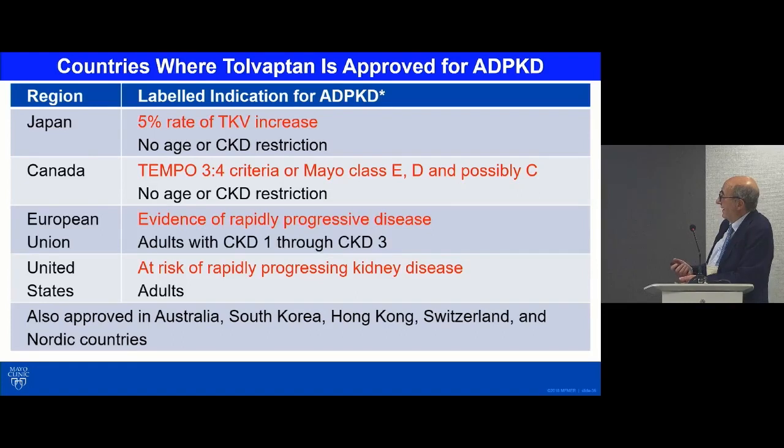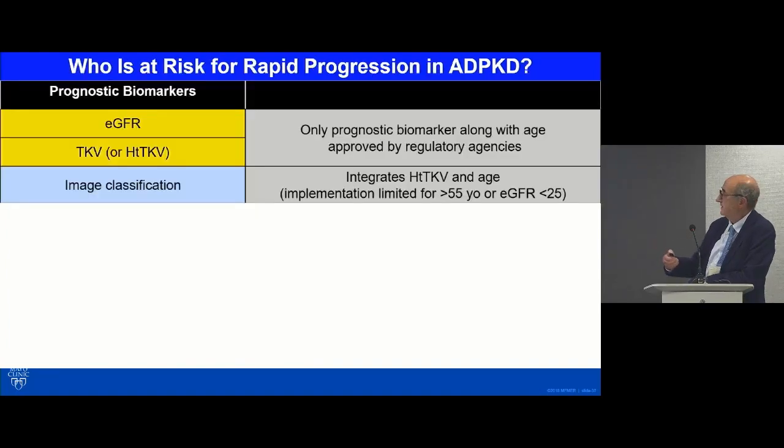So tolvaptan has been approved in many countries, and in most countries it has been approved in patients with rapidly progressive disease. The question is how to define rapidly progressive disease, and you have already heard a lot about that. Today, the biomarkers that have been approved by the FDA and the EMA are GFR and total kidney volume, along with the age of the patient. And what the Mayo imaging classification has done is to integrate these 3 in a single simple classification that makes it more practical and easy to use.